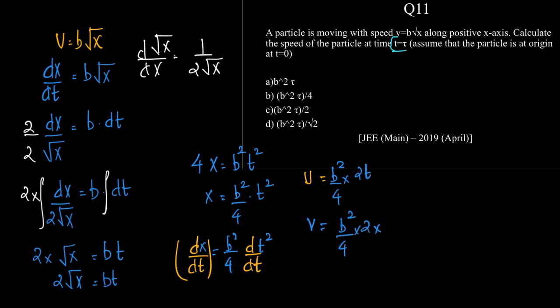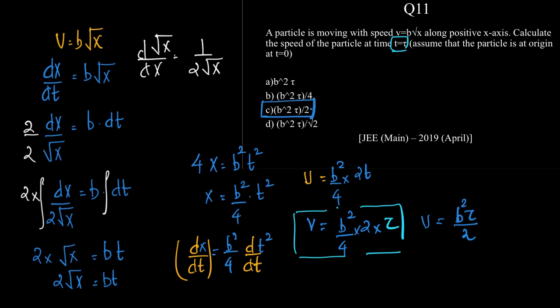the velocity at t is equal to tau. So this becomes v is equal to 2b square tau by 4. Oh, okay, we can simplify this. So this is v is equal to b square tau by 2. B square tau by 2.